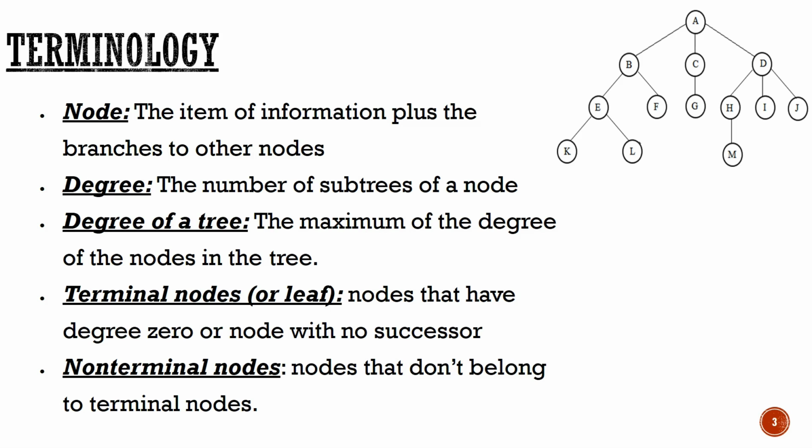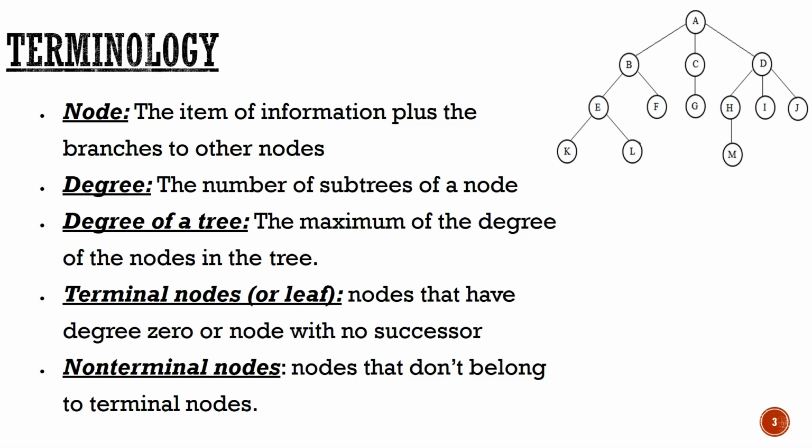Next, each entity in a tree has two components. One is these nodes: A, B, C, D, E, F, G, H, I, J, K, L, M. They are termed as the nodes. And the edges which are connecting the nodes, they will be the branches.